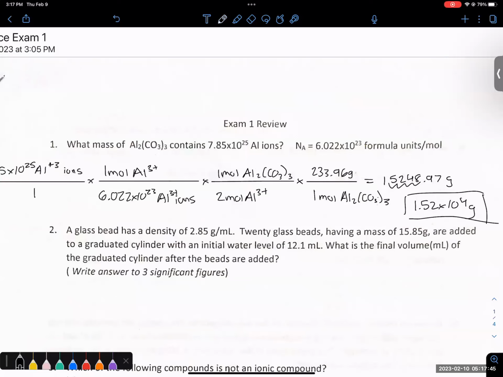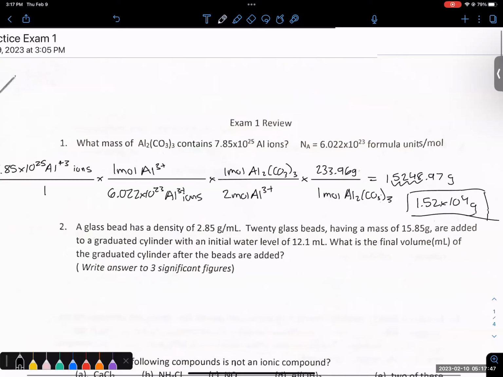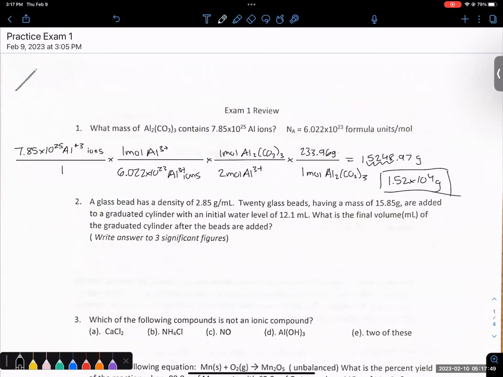All right. For number 2, I'll let y'all work on that for about 2 minutes. We'll see how far y'all get. And if you already did it in class, it wouldn't hurt to do it again. You can try it, just more practice.